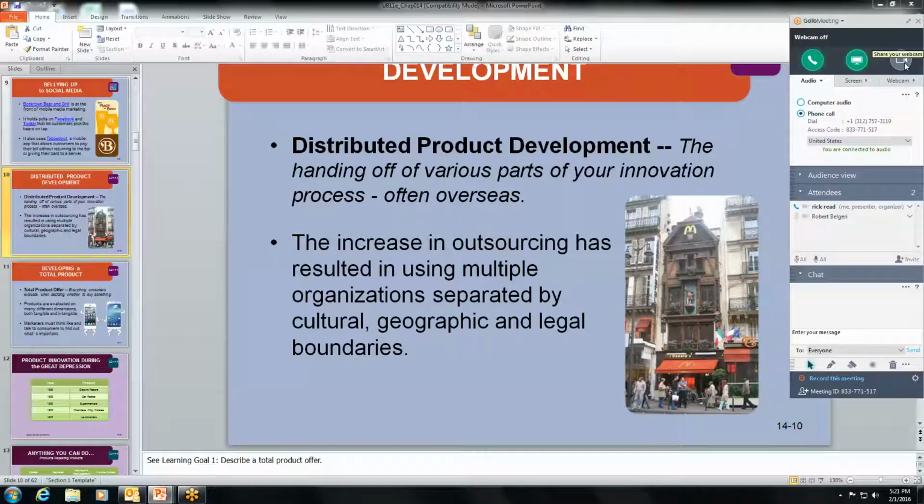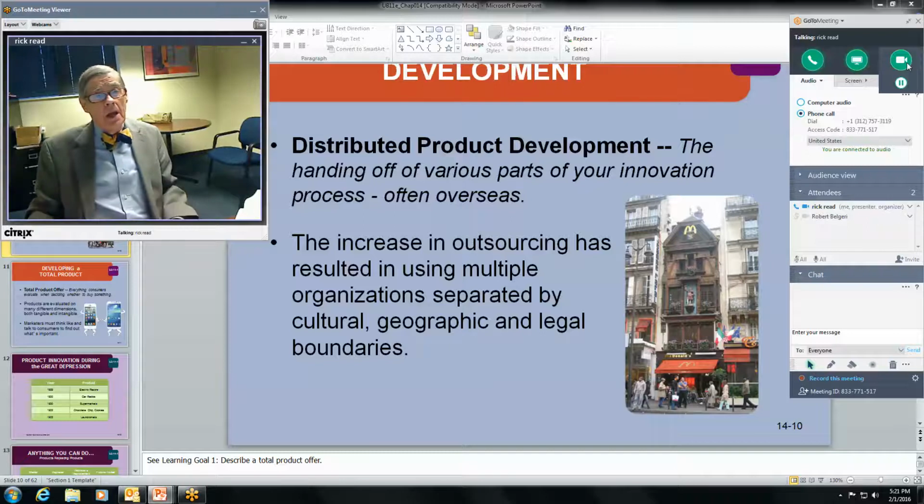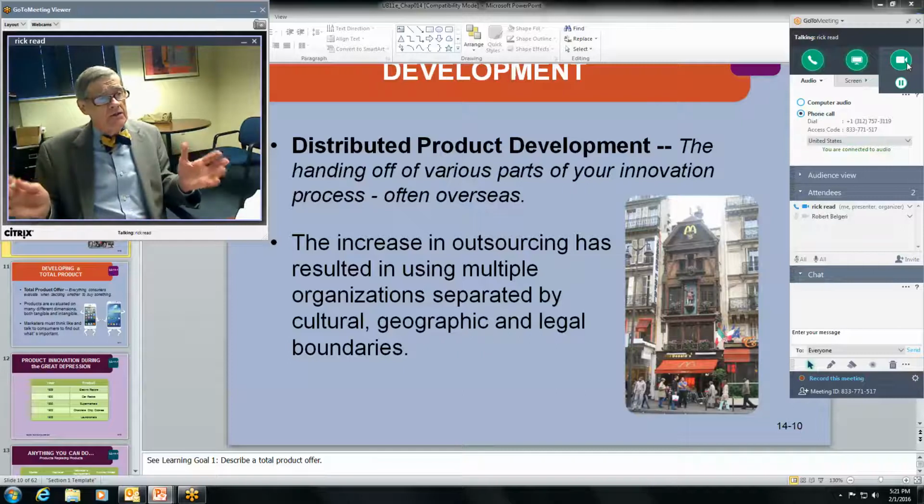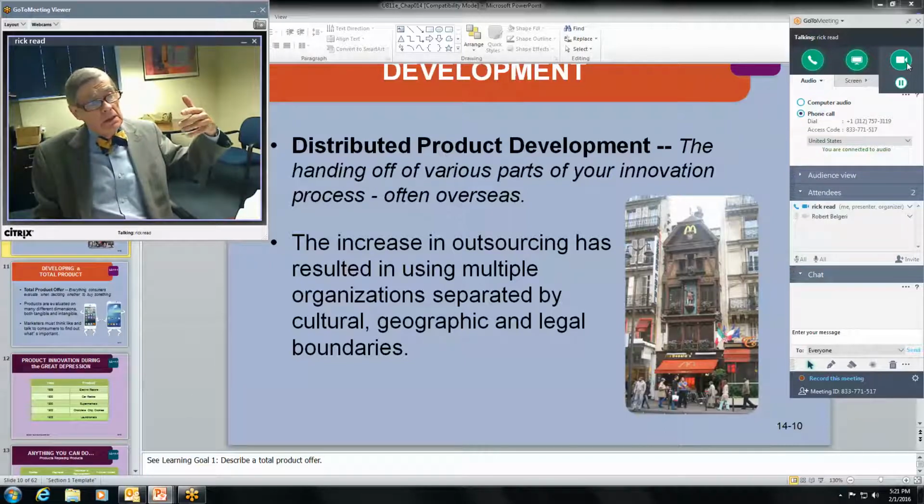All right. Distributed product development. If you look at that definition up on the slide, this is another way of saying outsourcing in a different manner. Various parts of your innovation go to other sources, and often, again, overseas.